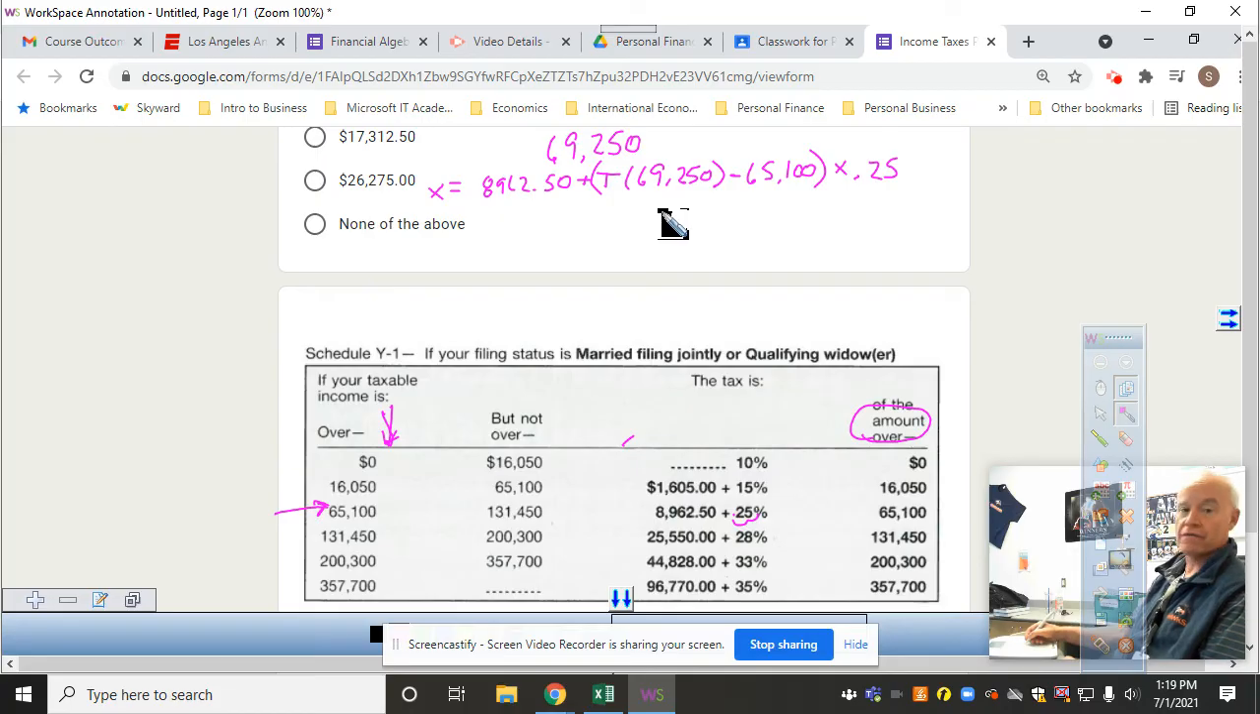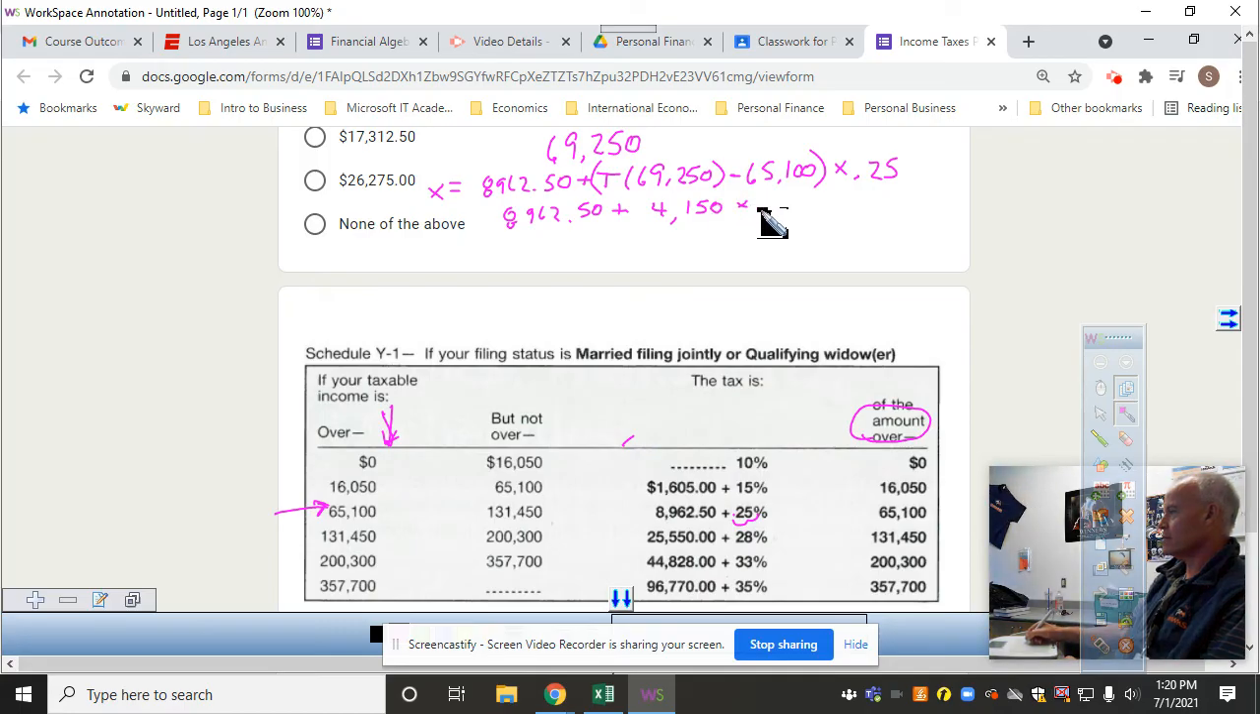Now what do I have? Man, I don't have a calculator in front of me. This could be interesting. Okay, so 8,962.50. Man, it looks like I'm drawing like a second grader. I'm doing math in my head. I come up with 4,150 times 0.25. 8,962.50 plus 4,150 times 0.25 is going to be 1,037.50. I do math pretty good in my head, right?